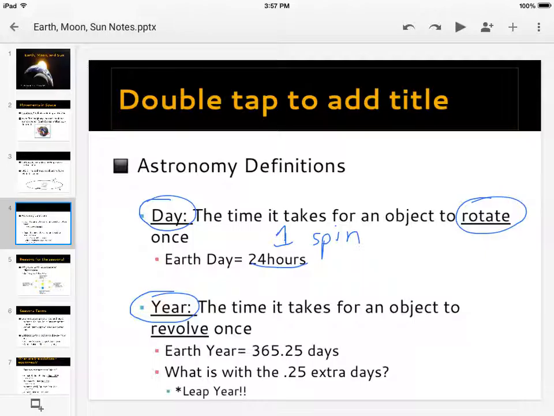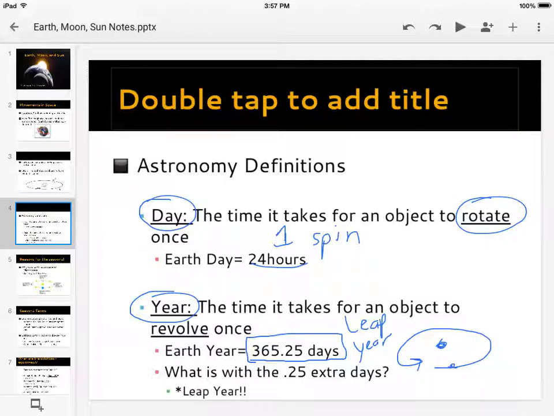And then a year is the time it takes to go all the way around the sun. That takes 365.25 days. That 0.25 is important, because that is what we call leap year. Why we have to have a leap year is because it actually takes a quarter of a day longer than 365 days to go all the way around once.